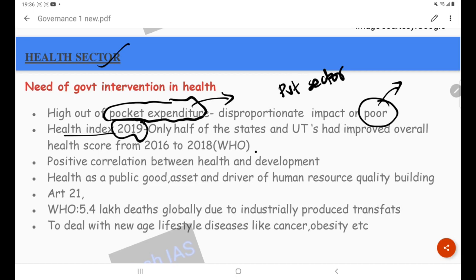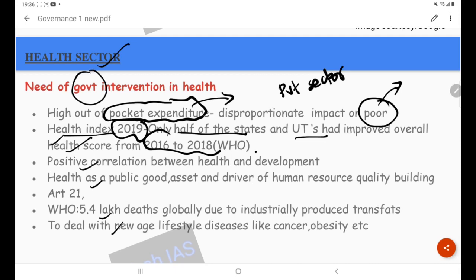This is a data-based approach. Here I have given two or three data points. This kind of approach you can use in your answer writing. Only half of the states and UTs have improved their overall health score from 2016 to 2018. So even after so many interventions in health, in the second most populous country in the world, half of the states are left behind in the health sector. So that is a problem. So the state has to intervene.